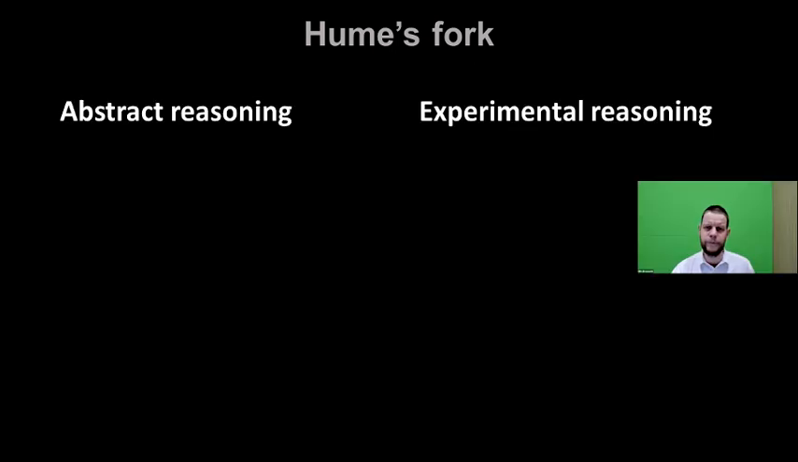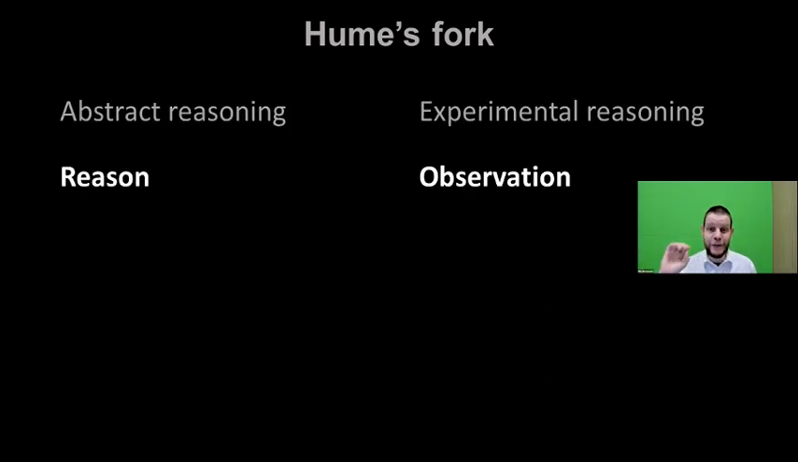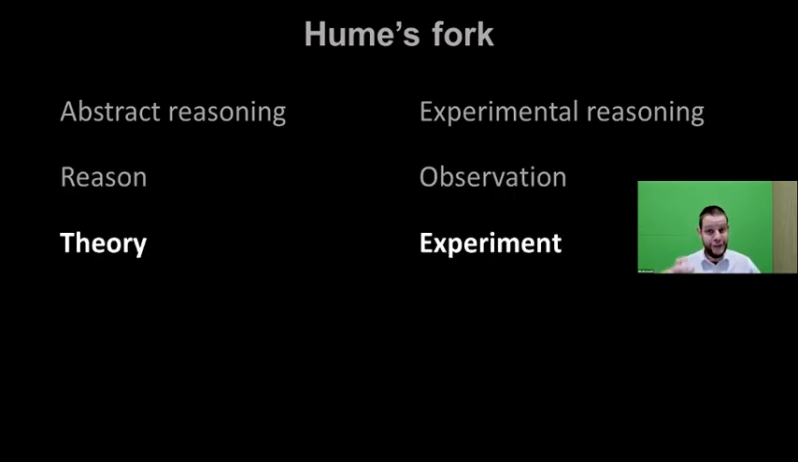So Hume has two ways of getting information about the world. Okay, we can know things by reason, which is to say abstract reasoning in Hume's terminology, or we can know it by observation, which is to say experimental reasoning in Hume's terminology. In science we have theorists who know by reason, and we have experimentalists who know by observation. And we can see these ways of getting information come through in language. A conclusion can be reasonable, which is to say attained by reason, or it can be sensible, which is to say attained by the senses.